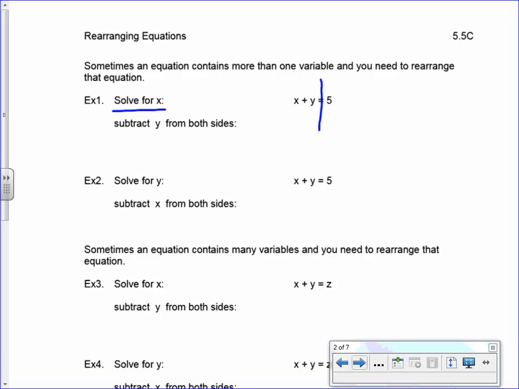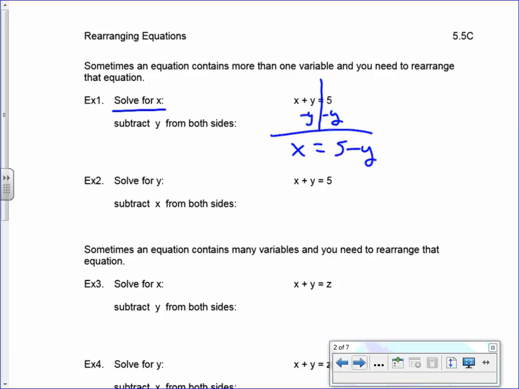If you wanted to get rid of plus 8, you would minus 8. So if you want to get rid of plus y, you need to minus y from both sides. And y minus y goes away, and I've got the x all by itself. Isolate the variable. Get the variable by itself. And on the right-hand side, I have 5 minus y.